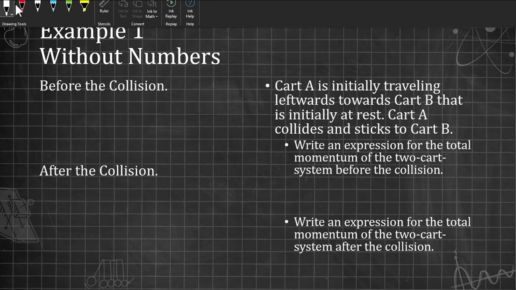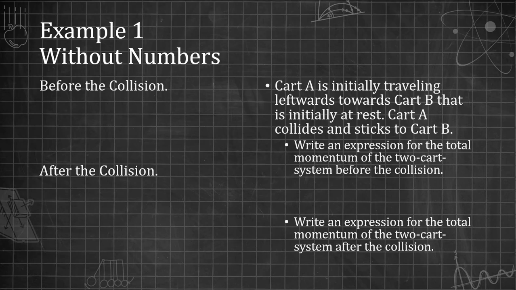So take a look at our first example here, and we're not going to use numbers in this example. We're just going to write an expression. But we have cart A initially traveling leftwards towards cart B that is initially at rest. So I'm going to go ahead and sketch and visualize what exactly is going on here. So we have cart B on the left that's at rest, and cart A is on the right, and it's traveling leftwards towards cart B.